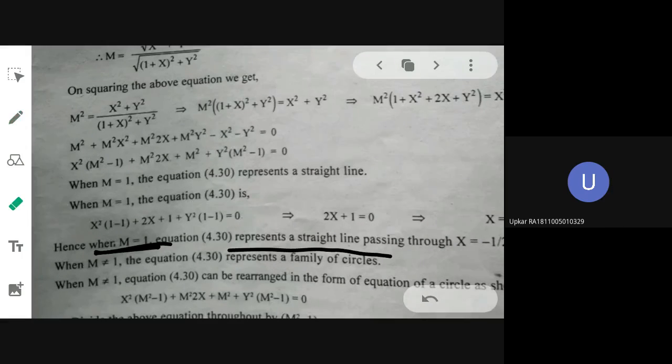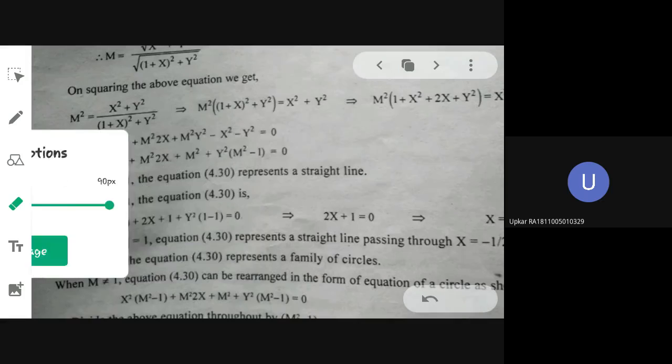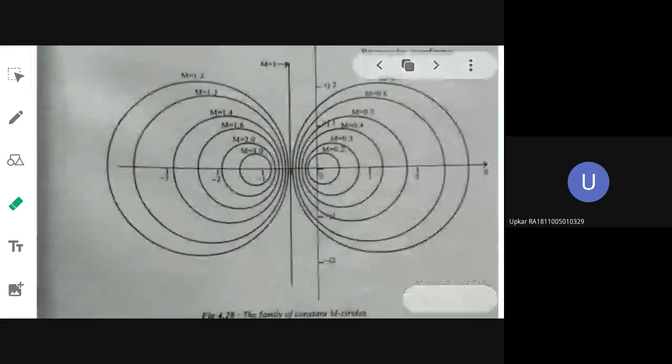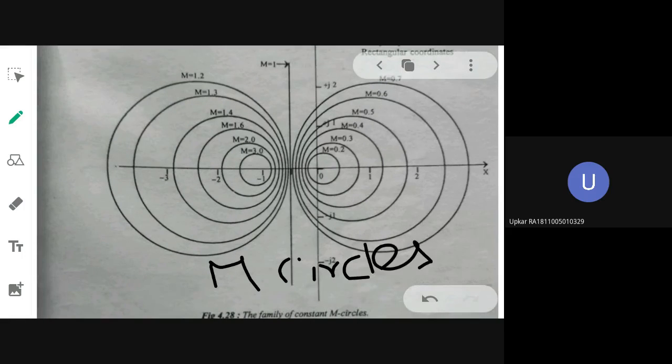Okay, so now I will show the circle. You can see for yourself whether it is a straight line or not. These are M circles. This diagram that I am showing, these are called as M circles. They are representing what for a closed loop transfer function? Magnitude or phase angle? Magnitude. So are you able to see one straight line in between?